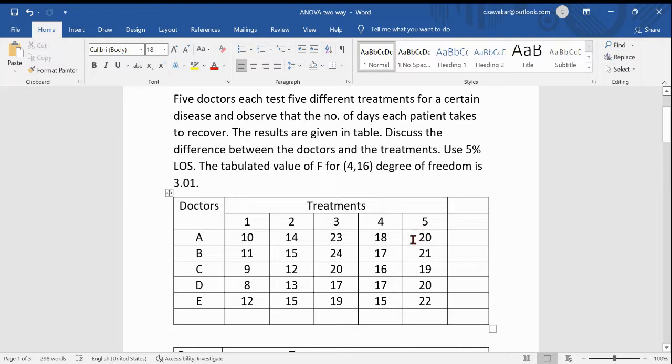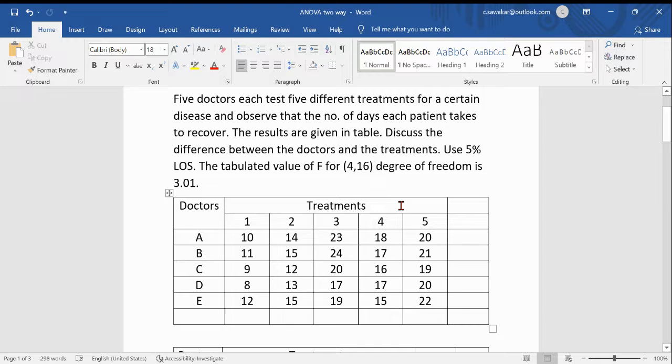Such a question is a one-way ANOVA, and you know how to solve it. Now, when both of these things are asked, these are the two factors. The recovery of the patient is a variable, and that recovery period is affected by either the doctors or the treatments. Doctors are one factor, and the type of treatment is the other factor. Therefore, it's a two-way ANOVA.